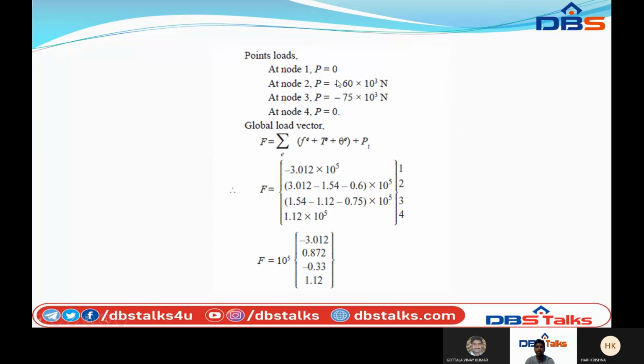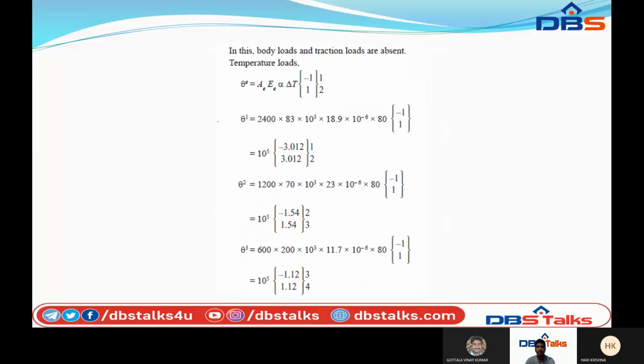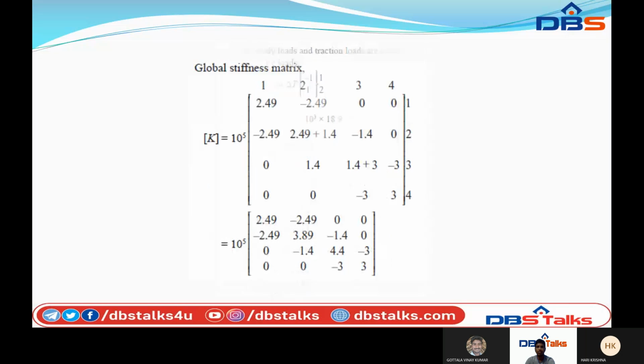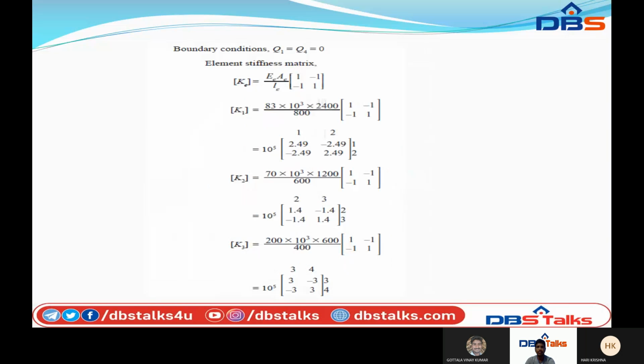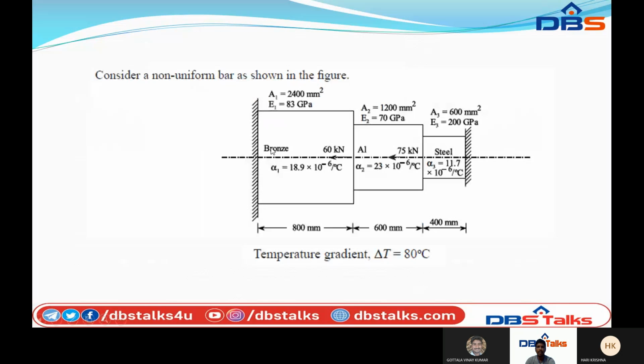You want to understand this phenomenon. First of all, we have to analyze the problem here. In that problem, for element 1, nodes are 1, 2. For element 2, nodes are 2, 3. For element 3, nodes are 3, 4.